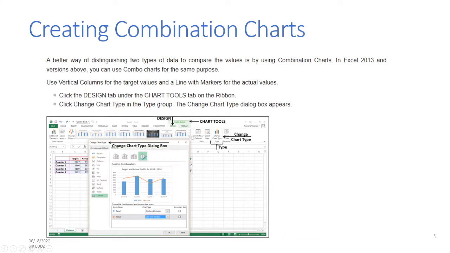A better way of distinguishing two types of data to compare the values is by using combination charts. In Excel 2013 and versions above, you can use combo charts for the same purpose. Use vertical columns for the target values and align with markers for the actual values. So click the Design tab under the Chart Tools on the ribbon. Click Change Chart Type in the Type group, and the Change Chart Type dialog box appears.